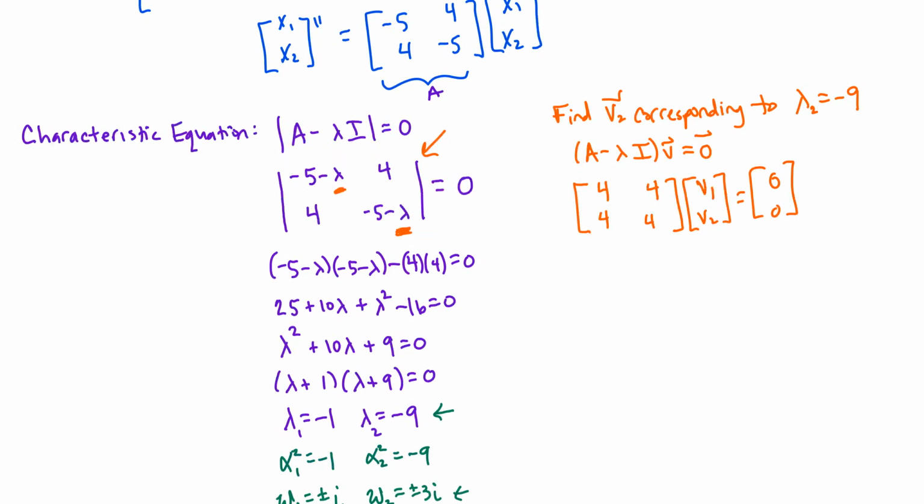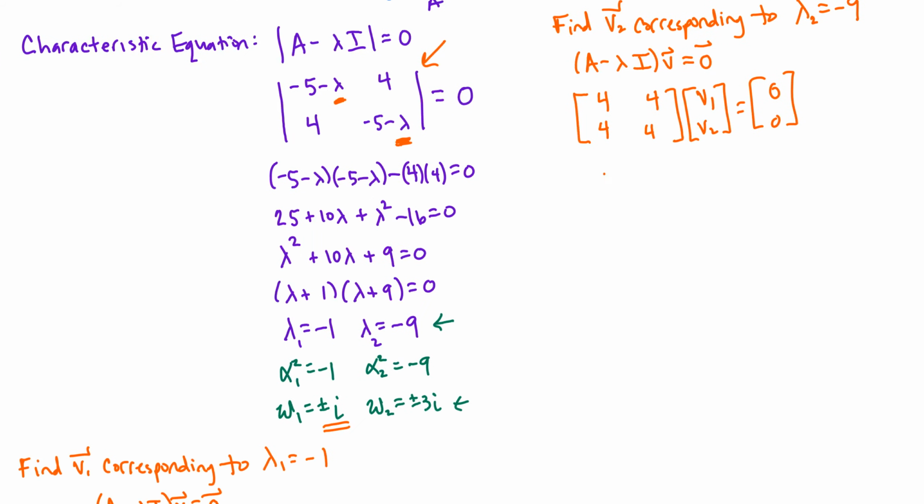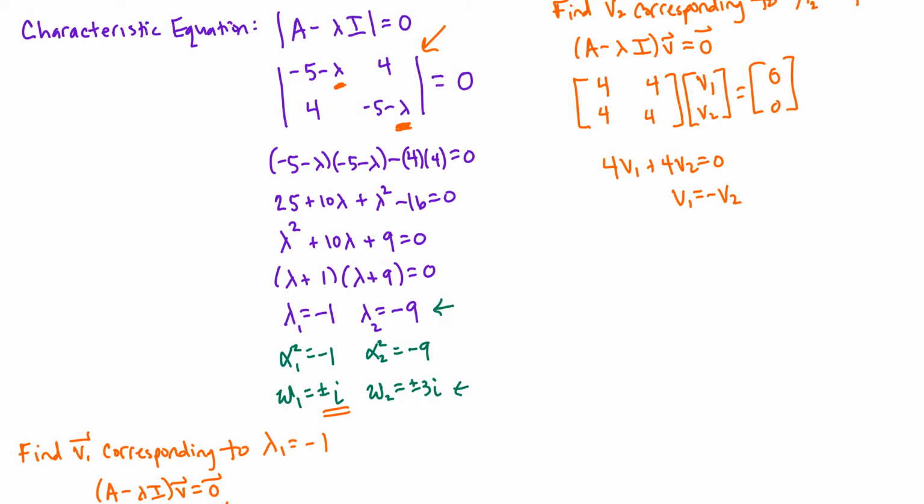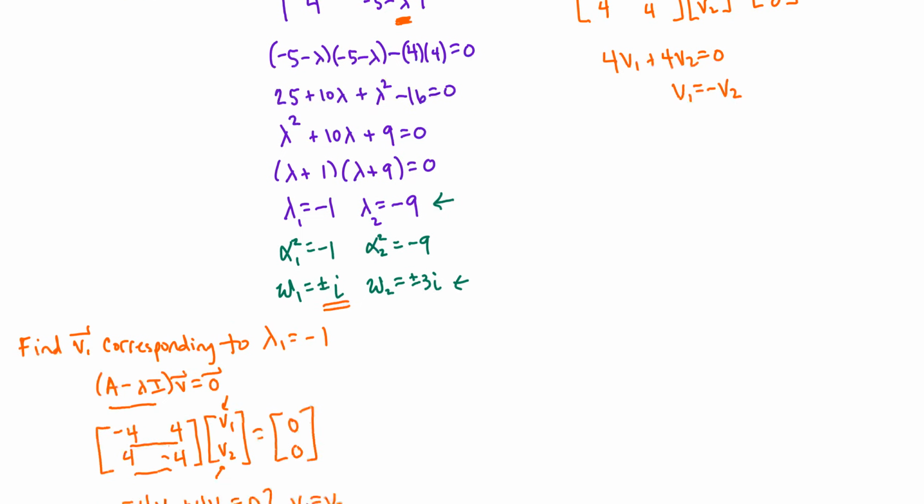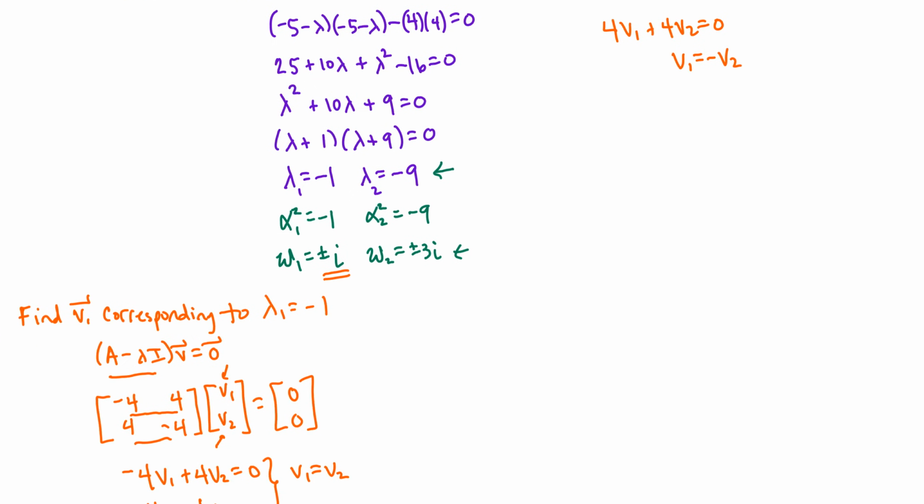If we translate this back into equation form, both equations are going to look the same. And if we solve for v sub 1 in terms of v sub 2, this time we would end up with the opposite value. So if we choose a particular value for v sub 2, we're just going to have the opposite value for v sub 1. So let's suppose that v sub 2, in our second eigenvector, is equal to 1, then v sub 1 would be negative 1.